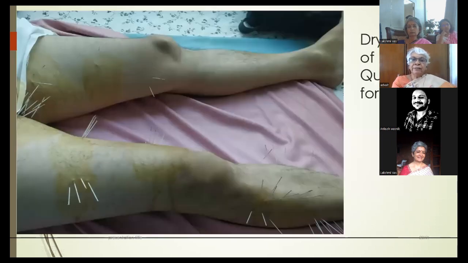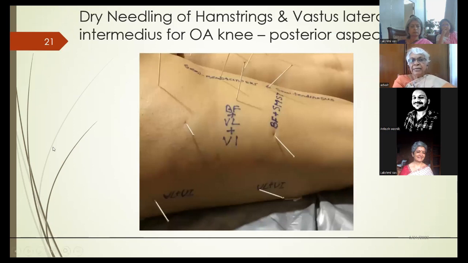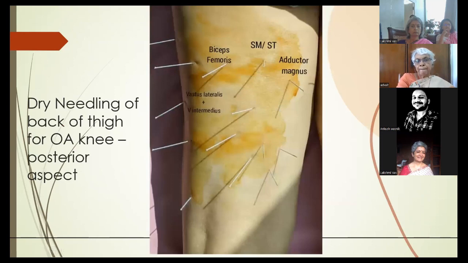So here we have the dry needling of the quadriceps. By needling the vastus lateralis, we can also simultaneously put a needle into the vastus intermedius, because that is lying deeper around the femur. Here we have the needling of the posterior aspect of the thigh for osteoarthritis. The needles are lying in the biceps femoris, vastus lateralis, vastus intermedius, and the semitendinosus and semimembranosus. This is another picture showing the same thing.